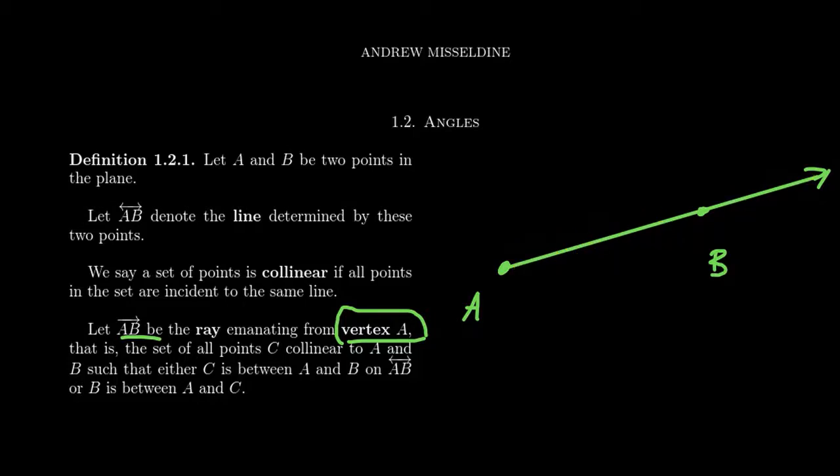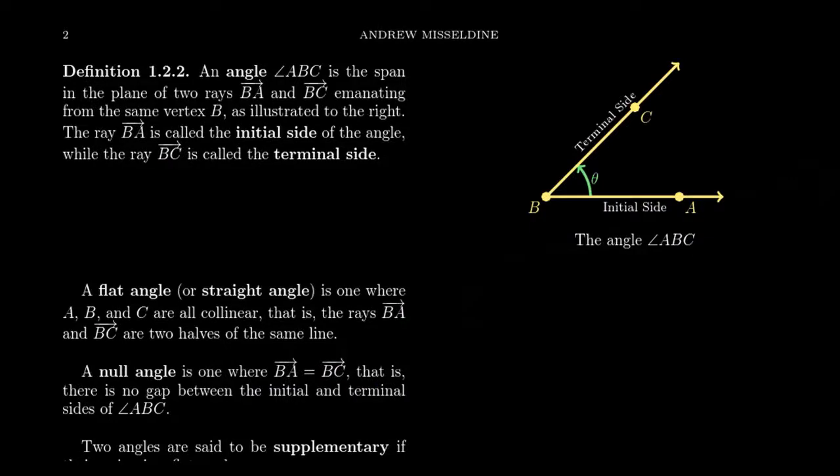And so the ray emanating from A to B is not the same thing as the ray emanating from B to A or anything like that. These rays basically make half of a line. Now, the reason we define that is that rays are how we build angles. So what is an angle?